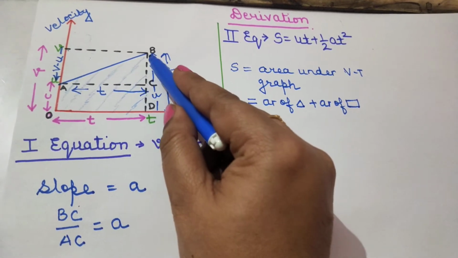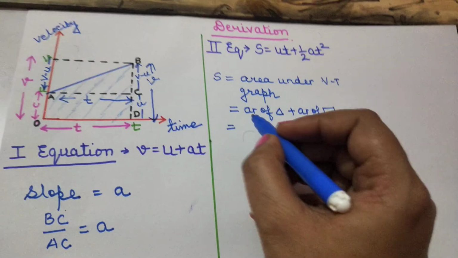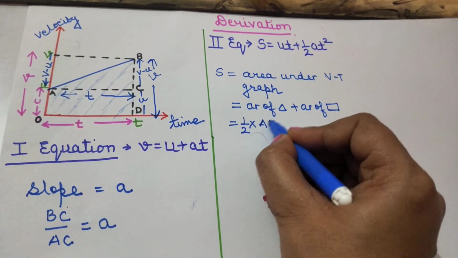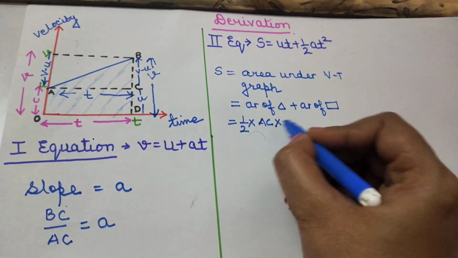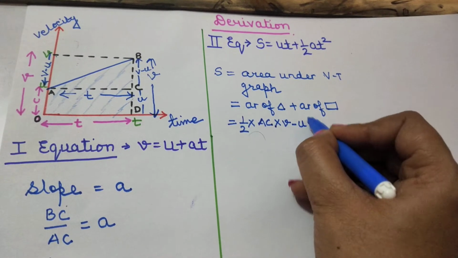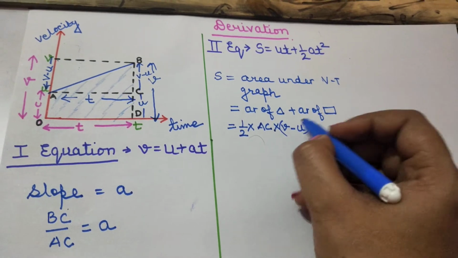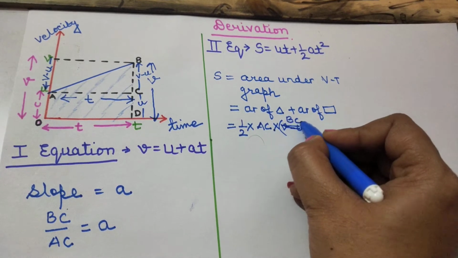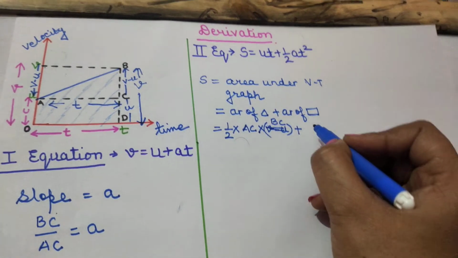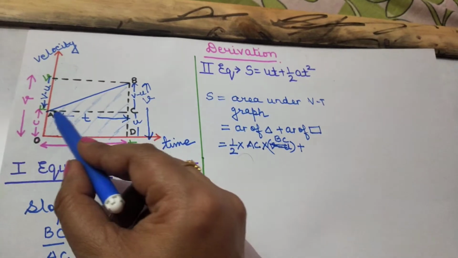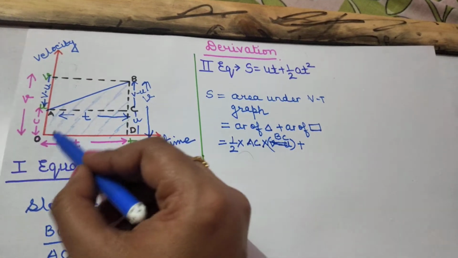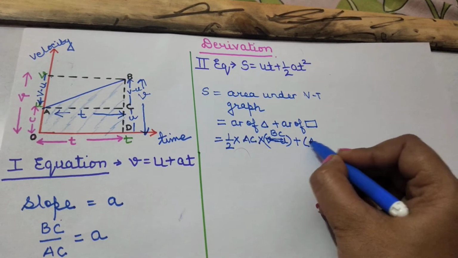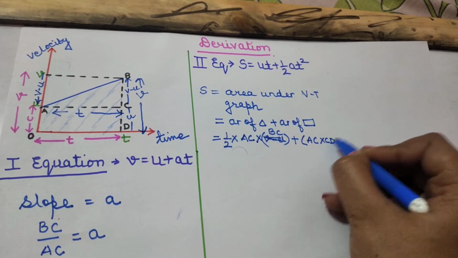This is a right angle triangle, so half base into height. Half base is what? AC. Height is what? It is V minus U, or first of all you can write it's BC. Plus area of rectangle is length into breadth, so length AC, breadth CD, or you can take OD and AO, no problem. So I am taking AC into CD.